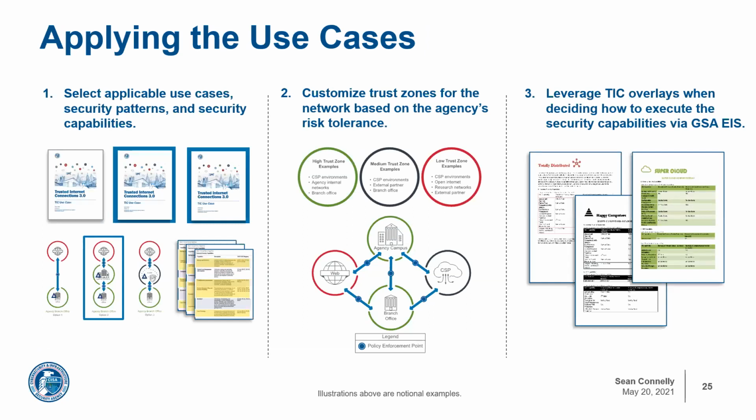Next slide, please. So this is the question we get. How do the agencies apply the use cases? We'll go through 1, 2, and 3. Step 1, agency selects the applicable use cases, security patterns, and security capabilities. Step 2, the agency will then define their trust zones. What are they trying to protect? How are they trying to protect it? Base those architectures on their risk tolerance. And step 3, the agency is going to use the TIC overlays and also the architectures themselves to execute the security capabilities. Once the agency has established the appropriate security configurations, then they can actually procure the necessary security capabilities that will enhance their environments.